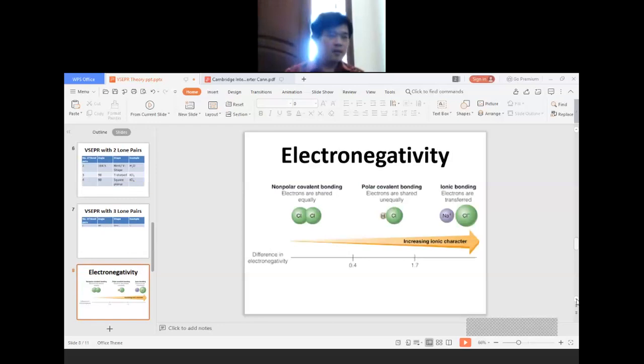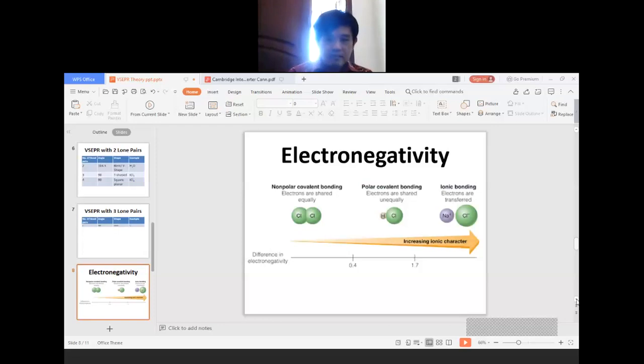Okay, and then now we are on the subtopic electronegativity. Electronegativity is the ability of an atom to gain electrons, so become negative. We know from the periodic table that from left to right, the electronegativity increases.